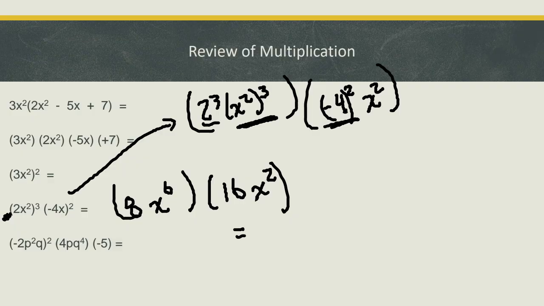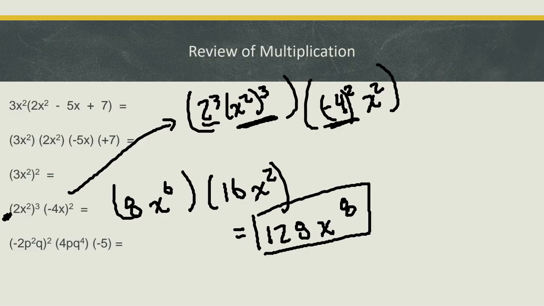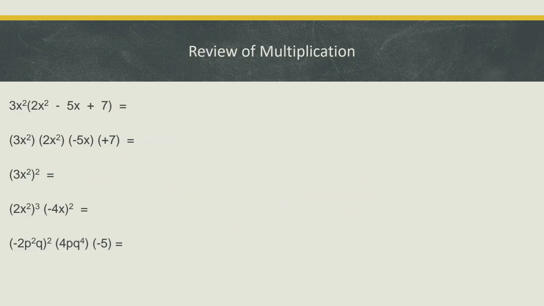But I can go a step further, right? So I can do 8 times 16, which gives me 128. And then now I'm not multiplying my exponents, I'm switching to a different rule, adding my exponents because it's the multiplication rule. So 6 plus 2 gives me 8. So that would be my answer, 128x to the power of 8. And then the last one.